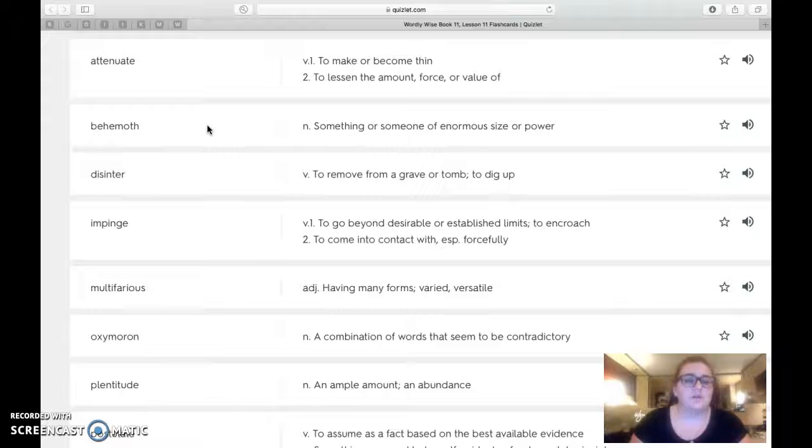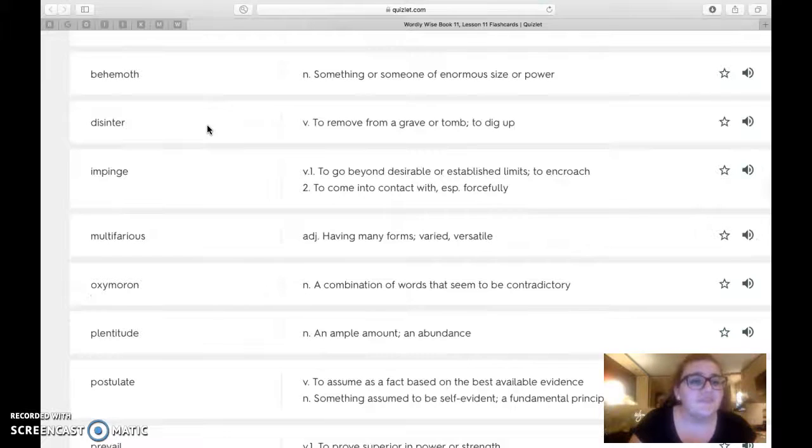And the second word is behemoth, something or someone of enormous size or power. So the person could be big, which is enormous size, or they could have a lot of power. For example, enormous size would be like a giant, and a lot of power would be like a wizard, say, and if you're Hagrid, you're both.